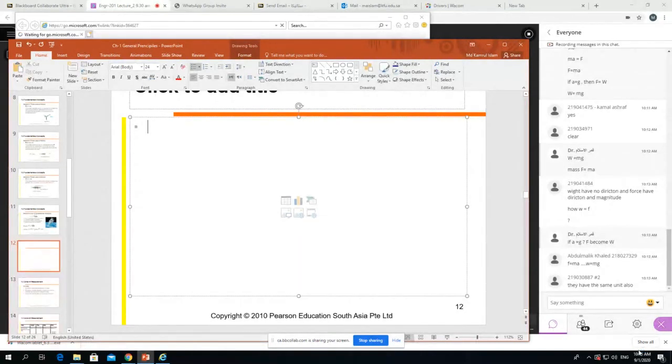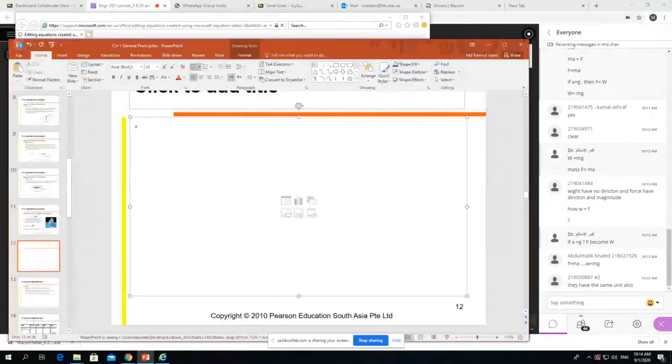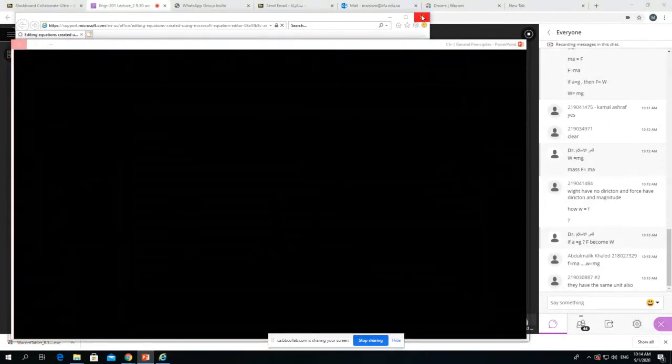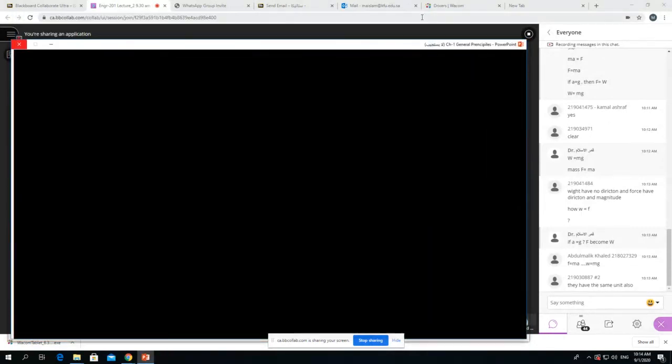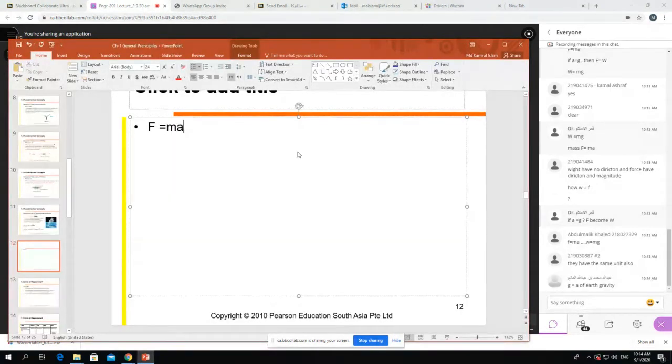Look, this is the formula, equal to ma. Please wait. Some student, I don't know his name, asked me a question and I need to make him clear.